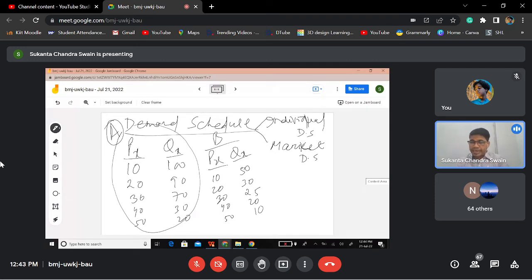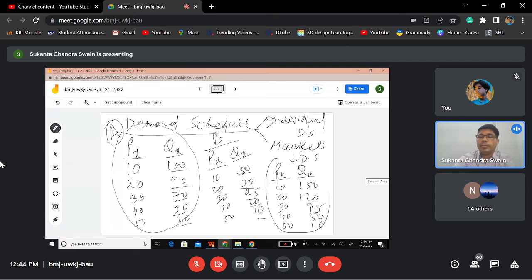When it comes to the market demand schedule, it is nothing but the aggregation of all the individual demand schedules. So if there are two individuals only consuming commodity X, then we will find the market demand schedule as price of X 10, 20, 30, 40, 50, and demand for X will be 100 plus 50, 150. If there are more individuals, then we will again add that. Then 90 plus 30, 120. 70 plus 25, 95. 30 plus 20, 50. And 20 plus 10, 30. So this is the market demand schedule.